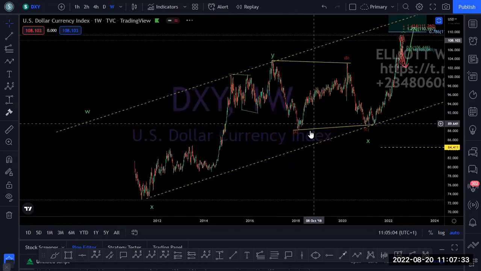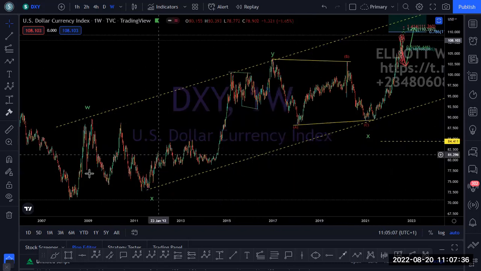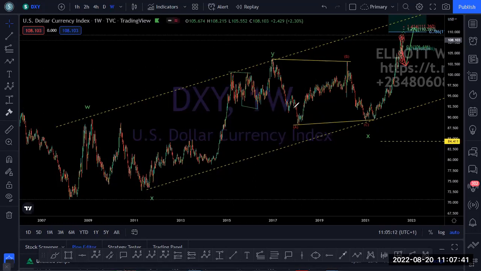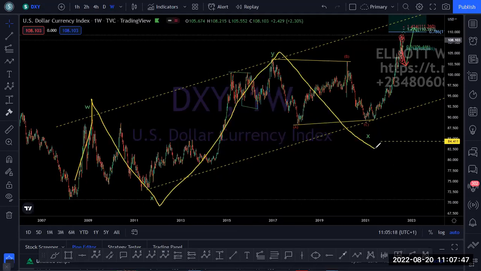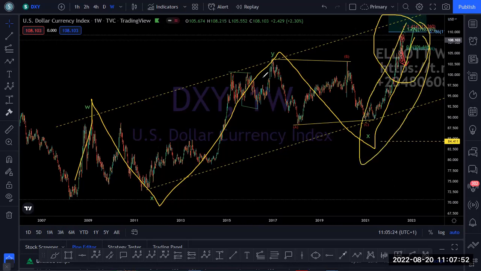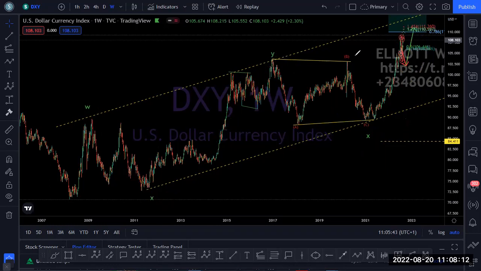DXY, this is the weekly chart, and you can see it's developing an interesting corrective pattern, a five-wave corrective pattern. You can see W, X, Y, X, Z. Now, this wave Z is where we are focusing. Is it completed, or are we still in it? For us to know that, let's go down to daily.